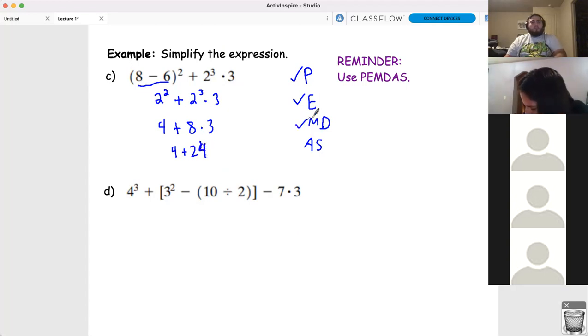So we're done with multiply and division. The final step we're going to do is add and subtract, which is 4 plus 24 adds up to what? 28. And we're done. Are there any questions on how we evaluated this one or simplified this one?